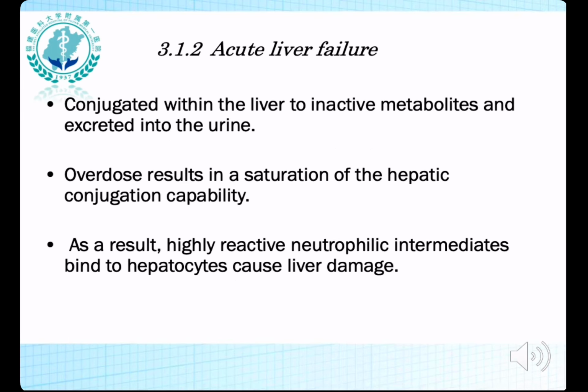These toxins are conjugated within the liver to inactive metabolites and excreted into the urine. The overdose results in a saturation of the hepatic conjugation capability. As a result, highly reactive electrophilic intermediates bind to hepatocytes and cause liver damage. Okay.